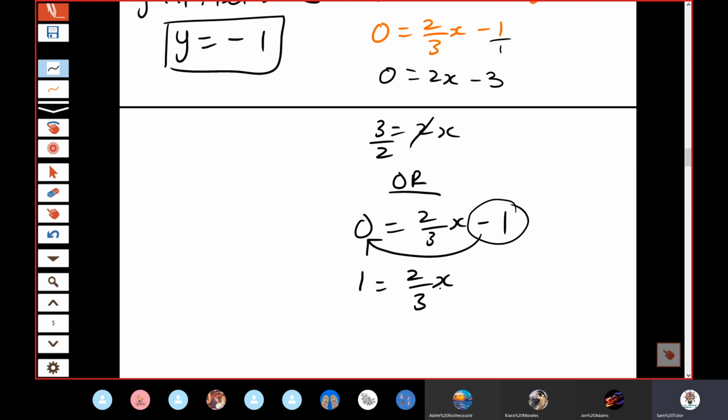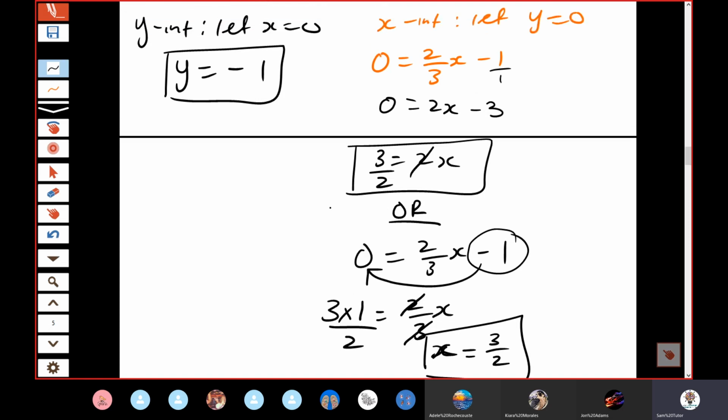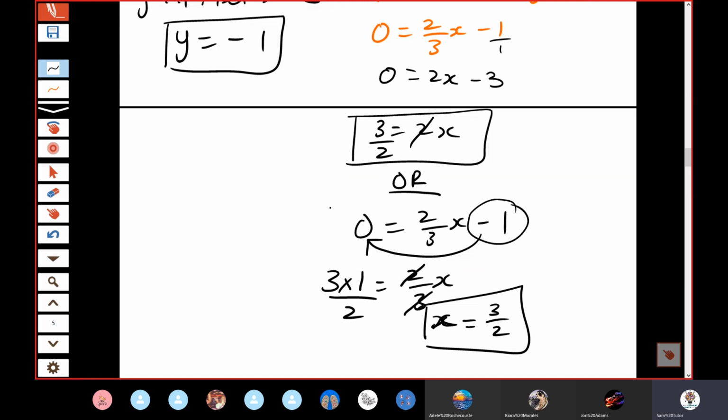How do I get rid of this divide 3? How do I get rid of a multiply 2? 3 times 1 is 3. On 2, can you still see I get the same answer? X equals 3 on 2. That one's a hard one. I'm not going to say that's easy. That one's hard. X equals 3 on 2.